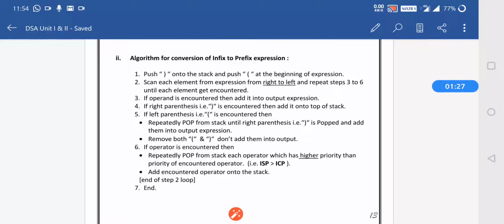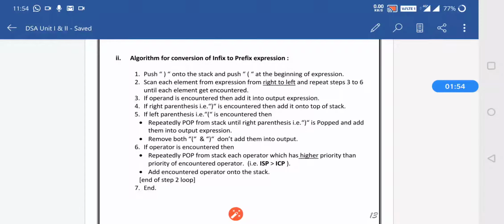Suppose any operand is encountered. Now this is common for all the conversions, infix, postfix, prefix. Whenever any particular operand is found or encountered, it will be directly moved to the output expression. It will not be moved to the stack under any condition.